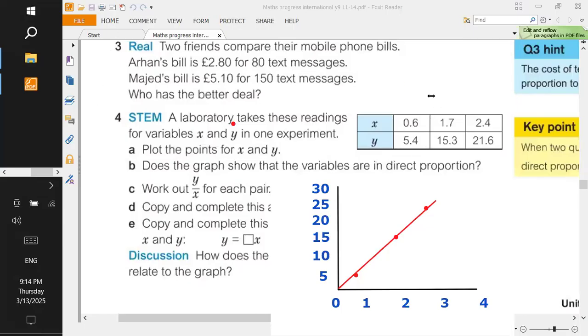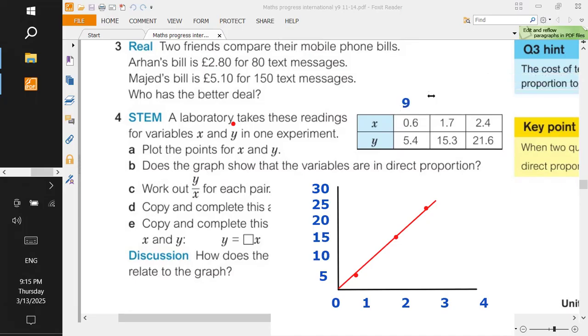Yes, they are in direct proportion because they form a straight line that starts from the origin. Now, question C: work out y divided by x for each pair. So I'm going to divide y over x for each one of them. Let's start with the first one. 5.4 divided by 0.6, and the answer is 9. So that's the first part here.